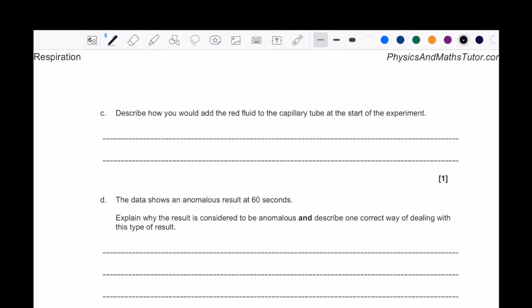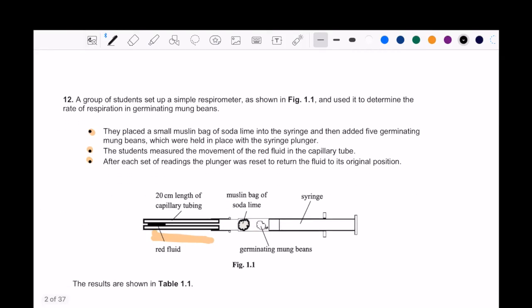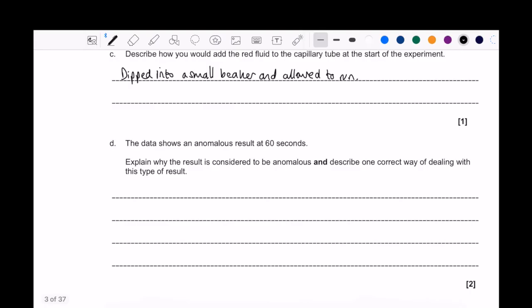Okay, next question says, describe how you would add the red fluid in the capillary tube at the start of the experiment. This is what they're talking about here. I'll be completely honest with you guys. Just learn it. Don't think too hard about how they do it. When I first attempted this question, to be honest, I literally did not know what to put. I knew and I saw how it was done, but to put that into words was a bit hard. So you basically just memorize and put in your notes that it's dipped into a small beaker and allowed to run.